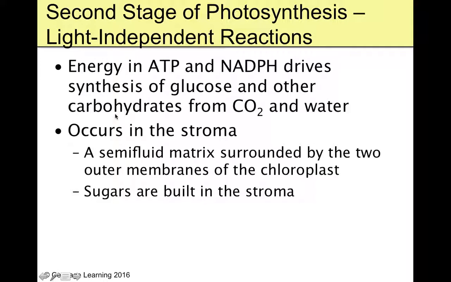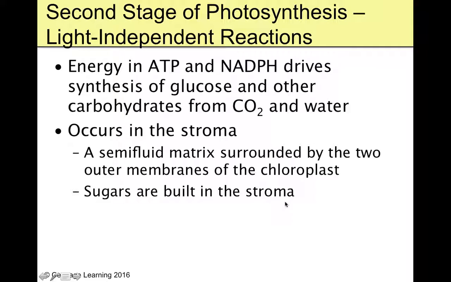We can combine the glucose and turn it into sucrose and then pump it all around the plant from that. And we're going to do that from CO2 and water, which are very initial inputs that we talked about a slide or two ago. And so that piece, which comes a little later, does not happen on the thylakoid membrane. When it comes to making glucose, we're doing that in the stroma, which is why I showed you the video earlier. The stroma is that fluid outside of the thylakoids. That's where sugar is made. And so here's the semi-fluid matrix surrounded by outer membranes, and sugars are built in the stroma.